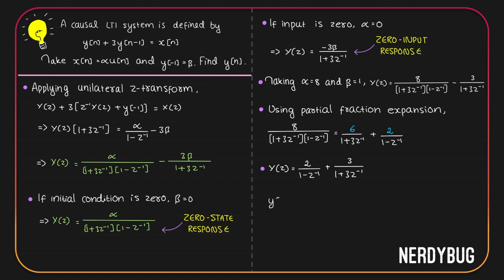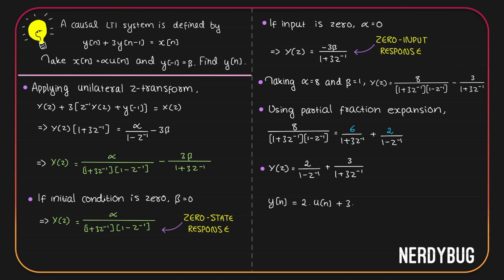Now let us find y of n by taking the inverse Z transform. Since we have used unilateral Z transform, we can assume that the sequence is going to be right-sided. The first term is 2 divided by 1 minus Z inverse. So it is 2 multiplied by the inverse of 1 by 1 minus Z inverse, if it is right-sided. It is u of n. Plus 3 multiplied by the inverse of 1 by 1 plus 3z inverse.